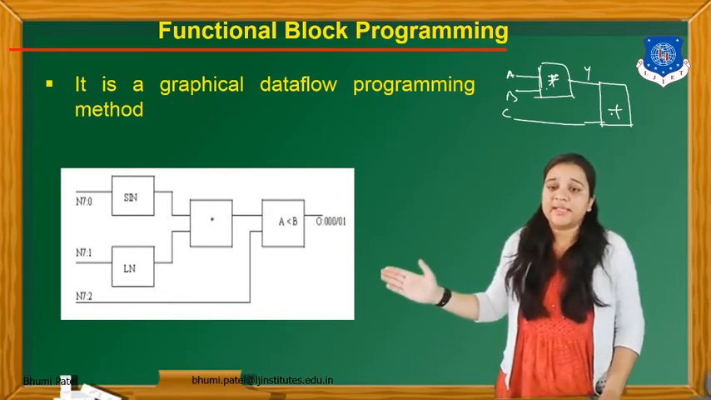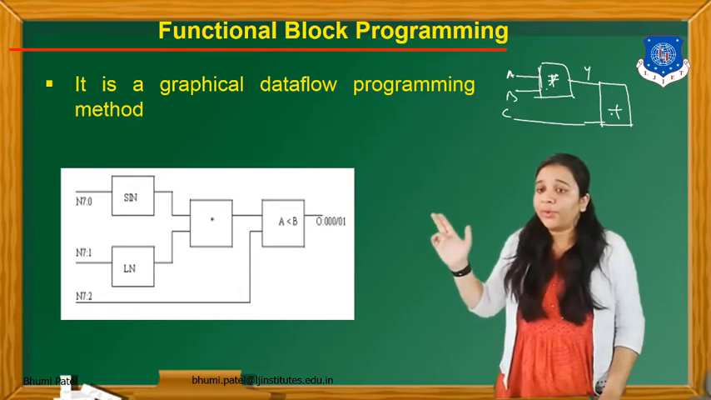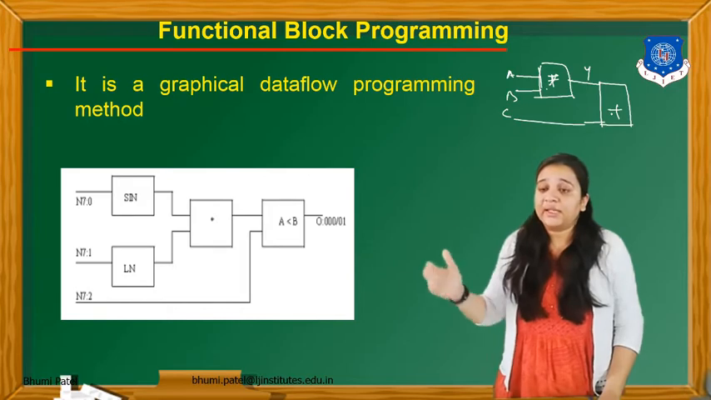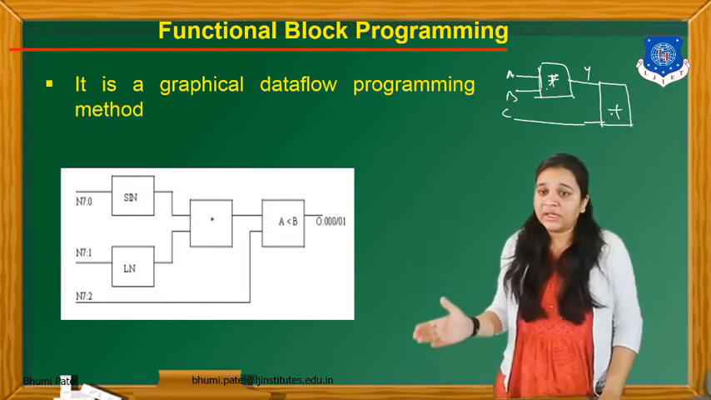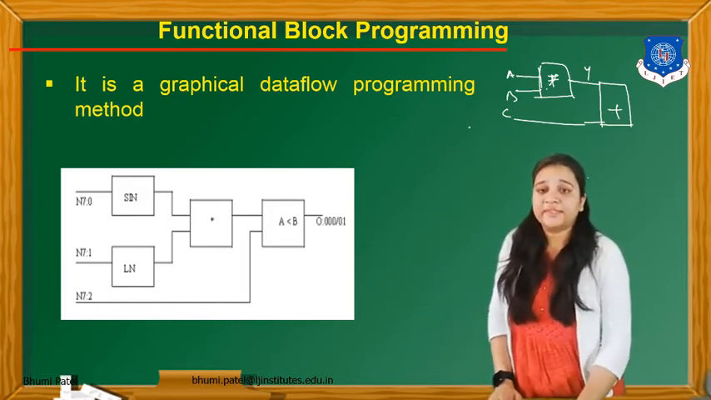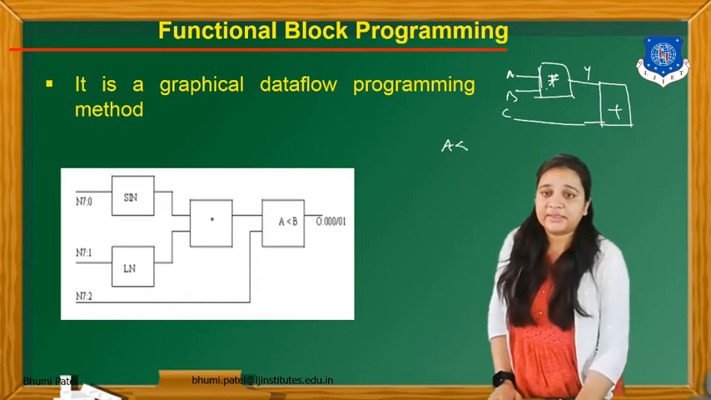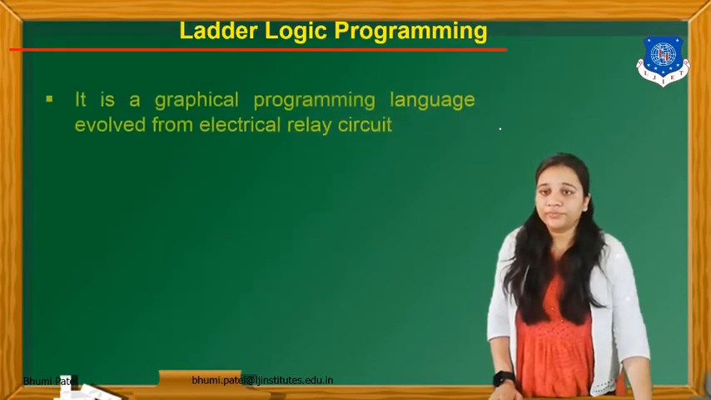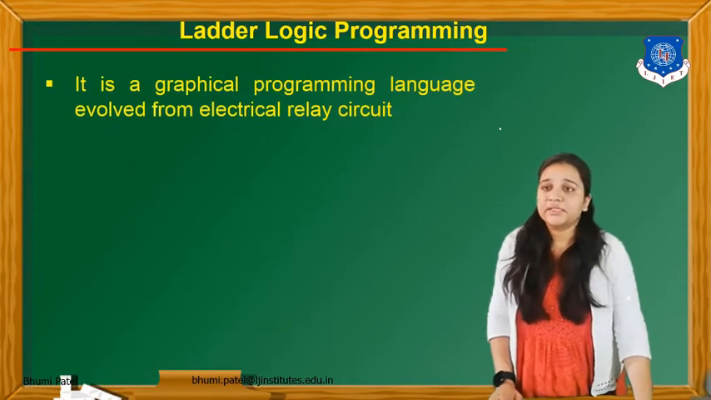Here in this example they are given two inputs, N7:0 and N7:1. Then they apply some function, and then they continuously check the data: whether A is less than B or not. If that is okay, we will get the output. So this is the functional block.